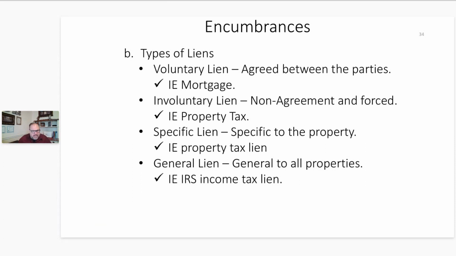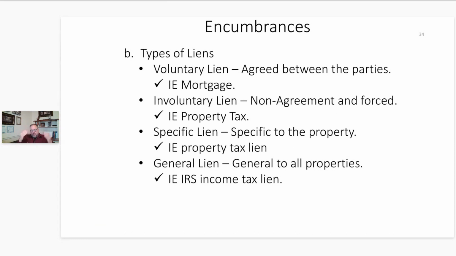A specific lien is specific to that property, and a general lien is general to all the properties if you own multiple properties. Specific lien, like a mortgage, that's only to one house that's bought. Tax lien, to one house that wasn't paid taxes. A general lien could be on all your properties. If I didn't pay the IRS my federal income tax, they're not going after one property. They're coming after me, so they can put the lien on all my properties.